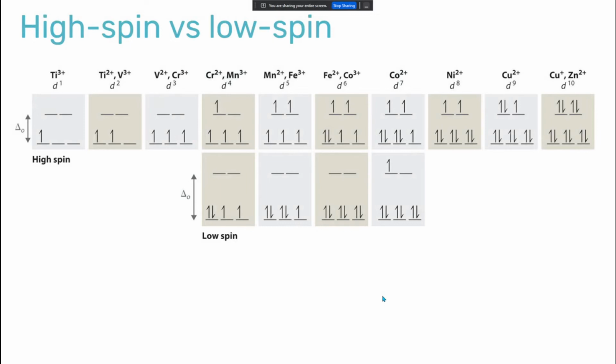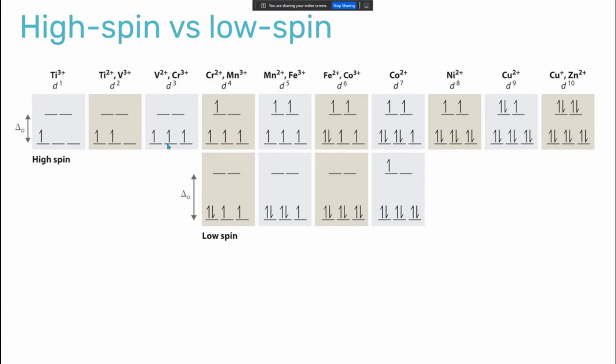The second most important point here is that for some configurations you can have high spin and low spin. And that is basically about pairing your electrons when you are filling the energy levels. For instance, if you have one electron, then of course it goes to the energy level which is lower in energy. When you have two, you put them, according to the Hund rule, on different orbitals, which is logical because they repel each other, they don't want to move in the same space.